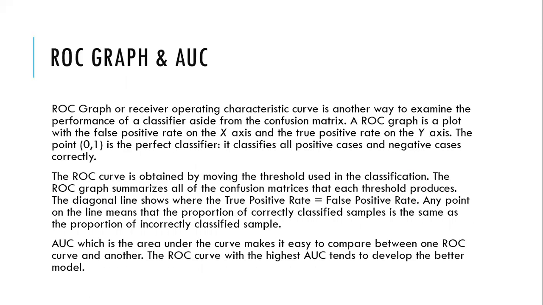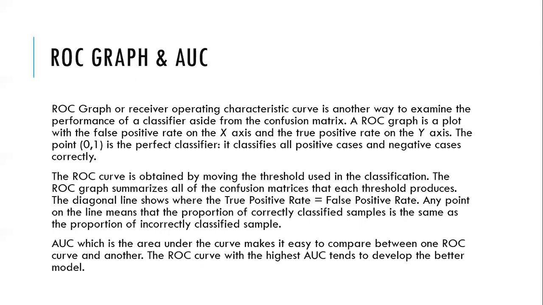And the ROC curve summarizes all the confusion metrics that each threshold produces. So basically, we have tons of thresholds that we can use. We can use 0.1, 0.15, 0.2, 0.25. Just think of every possible value that can be used. The ROC curve graph summarizes it all.